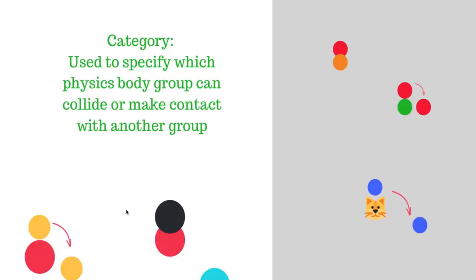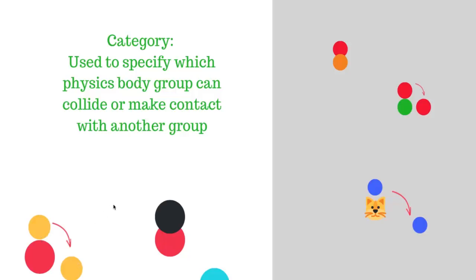Let's say you have a complex game. For example, here you can see that the red and the black ball can intersect. So that means when they gain contact with each other, they can pass through each other, they can intersect. Whereas the orange and the red ball are not allowed to intersect. If the orange ball touches the red ball, then they're going to bounce off.